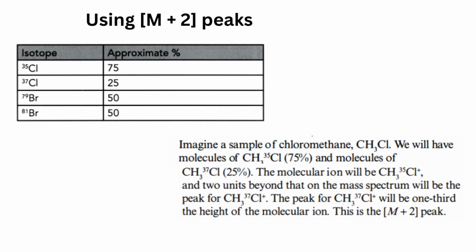Imagine a sample of chloromethane CH3Cl. We will have molecules of CH3Cl with 35, which is 75%, and molecules of CH3Cl which has a mass of 37, which is 25%. The molecular ion will be CH3Cl-35+, and 2 units beyond that on the mass spectrum will be the peak for CH3Cl-37+. The peak for CH3Cl-37+ will be 1/3 the height of the molecular ion. This is the M+2 peak.